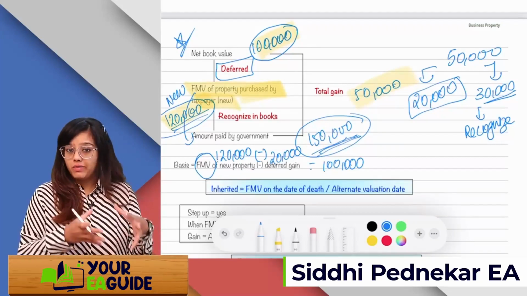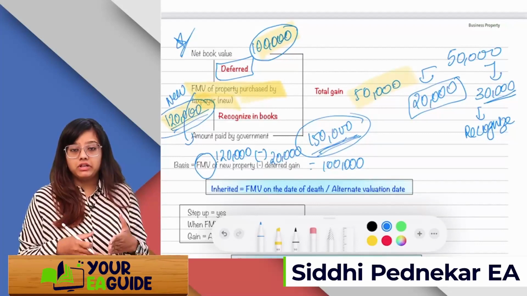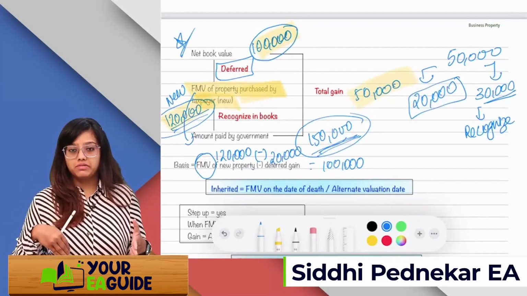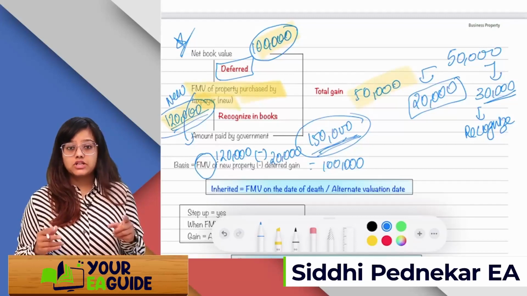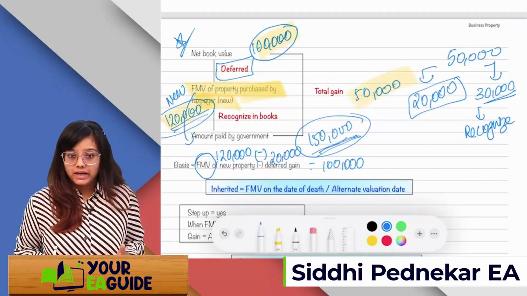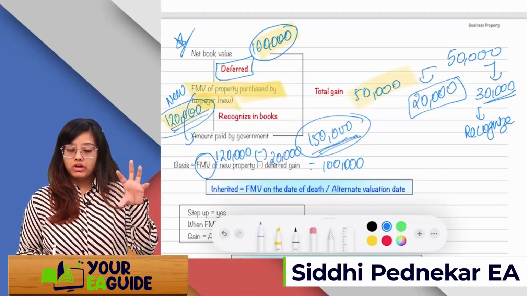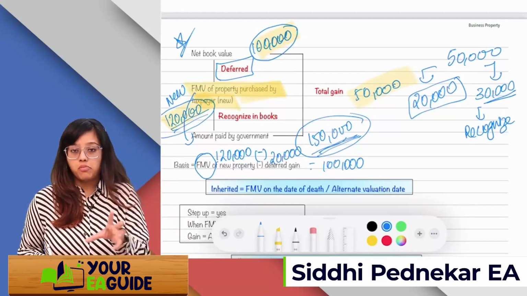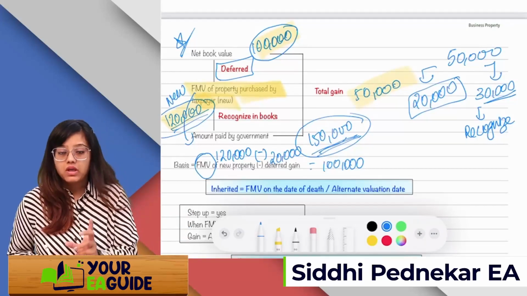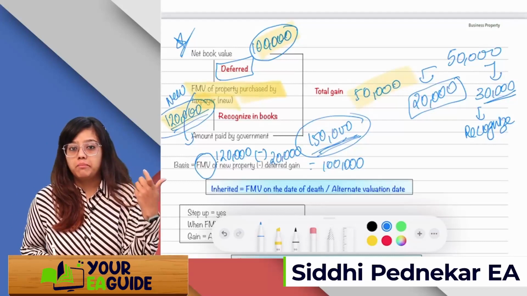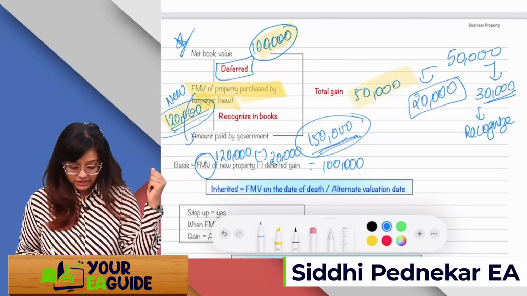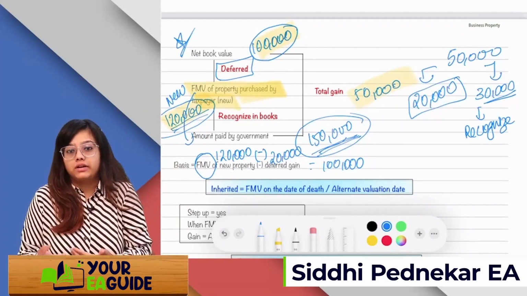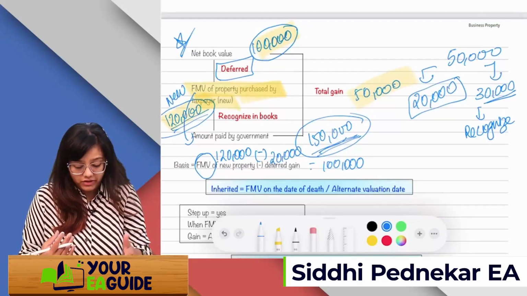Whatever is your net book value, right? Just compare it with whatever amount you're receiving from the government or whatever other party. This is your total gain. Out of the total gain, you'll have to decide how much you are going to defer and how much will be recognized in your books. For deferring, you will have to compare your net book value with your FMV. Whatever is the difference, you will defer it, right? You will defer it.